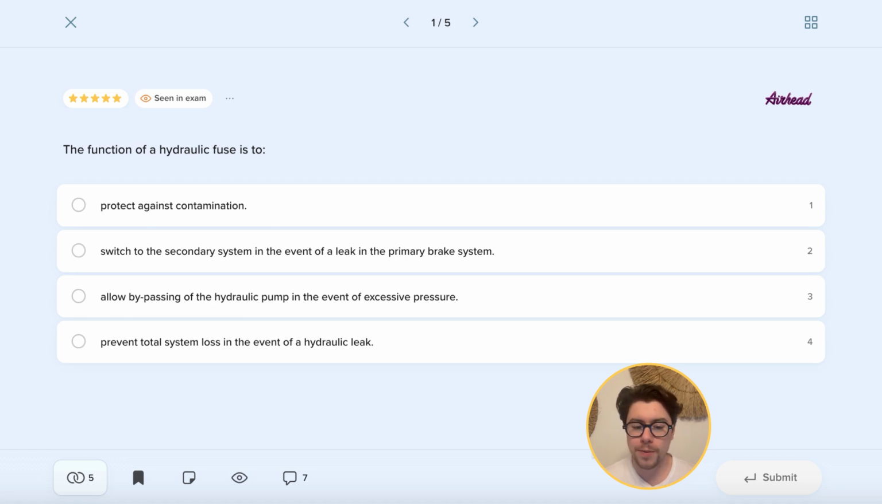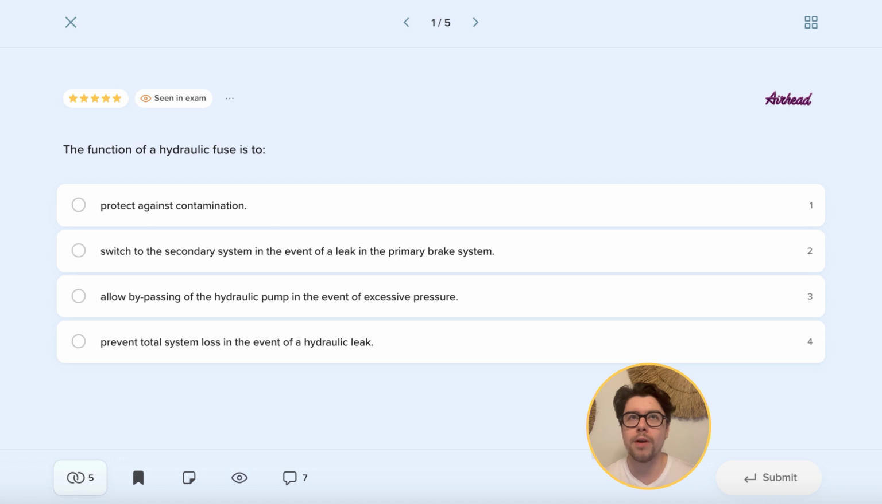So question number 1: the function of a hydraulic fuse is to. The hydraulic fuses are in many places around the aircraft, and their main job is to make sure that if there is a failure, or if something detaches, or if there is a leak, the entire system does not depressurize and the entire fluid does not leak out.